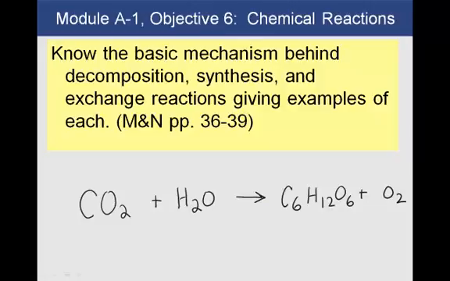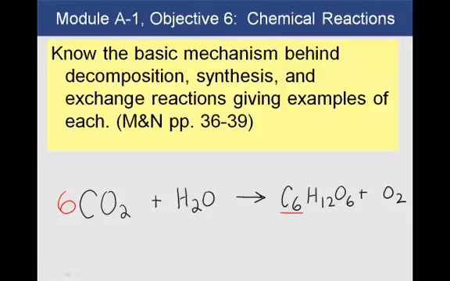The easiest way to balance the equation is to start with something that only occurs in one place on the reactant side and one place on the product side. The best choice is right here with carbon. There are 6 carbon on the product side. To get 6 carbon on the reactant side, we add a 6 in front of the carbon dioxide, and we have 6 carbons on the reactant side and 6 carbons on the product side.